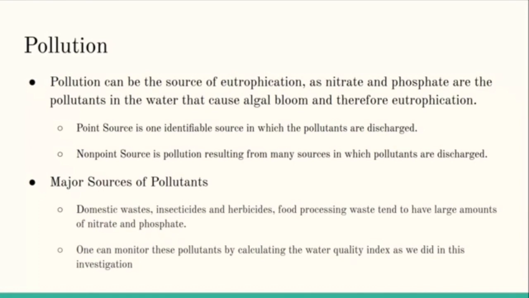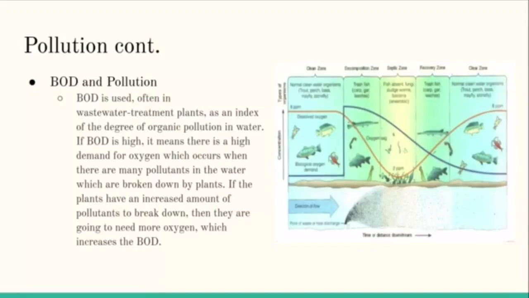There are two main types of pollution: point source pollution, which is when there's one identifiable source where the pollutants are being discharged, and non-point pollution, which is pollution resulting from many sources instead of just a single one. Major sources of pollutants today are domestic waste, insecticides and herbicides, and food processing. And these tend to have large amounts of nitrates and phosphates, which are the pollutants that cause things like algal bloom and therefore eutrophication. One can monitor these pollutants by calculating the water quality index as we did in this investigation. Additionally, one can look at pollution and biological oxygen demand.